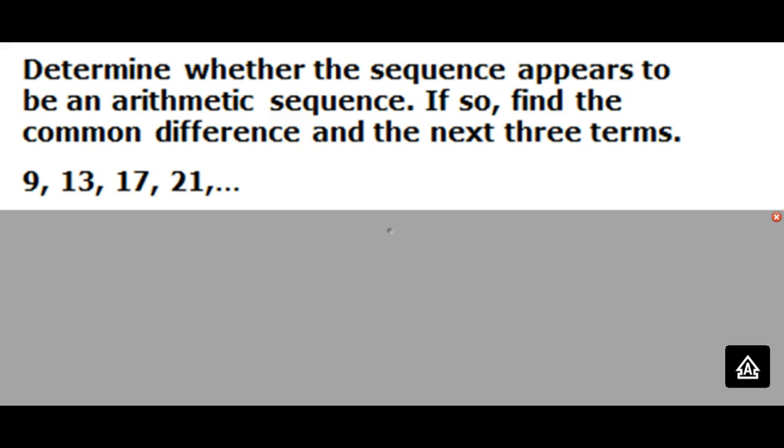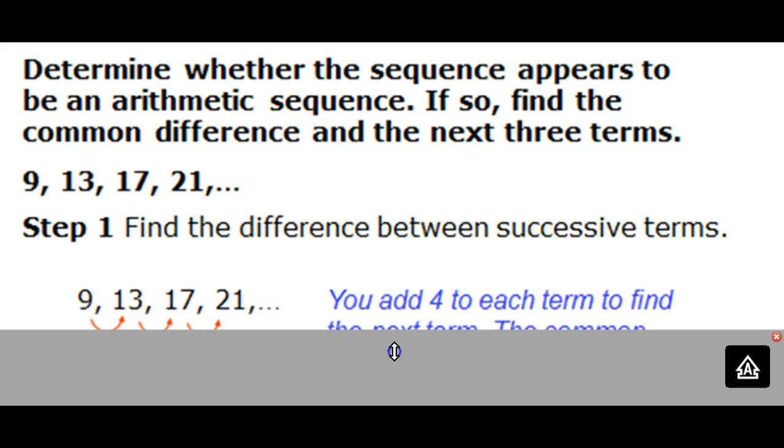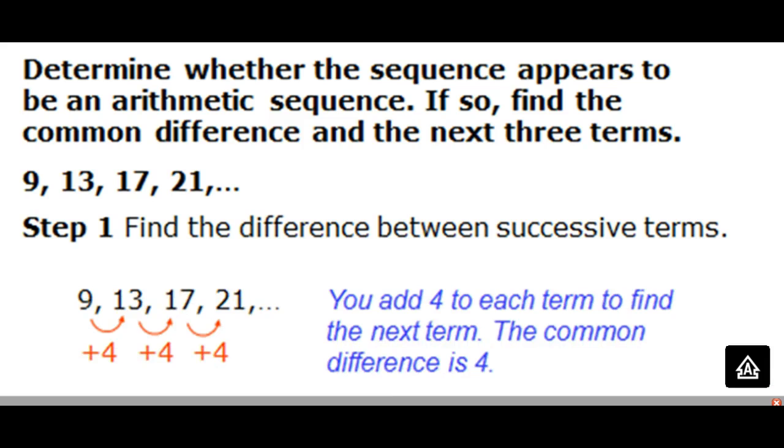So look at this one. Determine whether the sequence appears to be an arithmetic sequence. To go from 3 to 13, I do what? Add 4. 13 to 17, add 4. 17 to 21, add 4. So first I had to find the common difference, which was to add 4. And now find the next 3 terms. Add 4, 25, add 4, 29, add 4, 33.